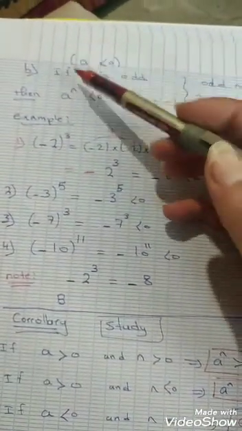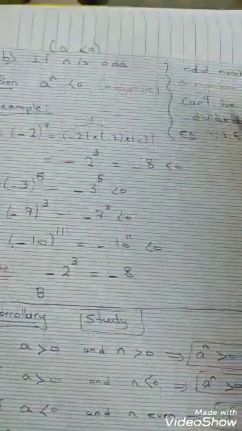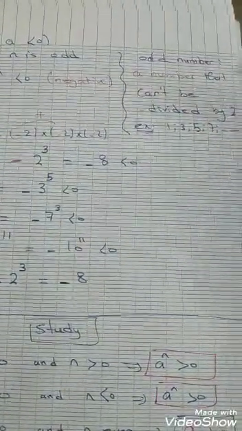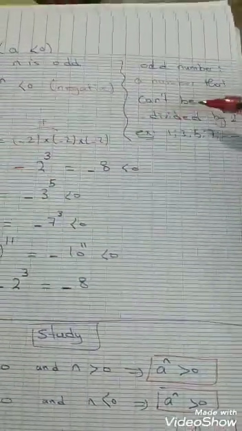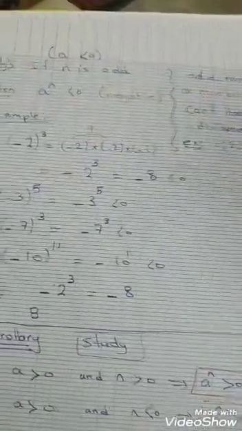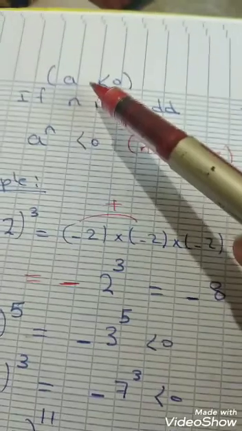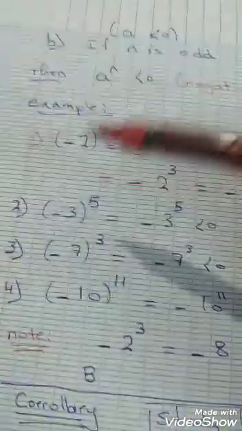Now my dear students, we are still in case A: negative base, but n is odd. What is the meaning of an odd number? Odd numbers are numbers that can't be divided by 2. For example, not prime numbers, odd numbers: 1, 3, 5, 7, 9, etc. So odd numbers can't be divided by 2. If n is odd and the base is negative, what will be the sign of a to the power n? Let's see before we take the rule.